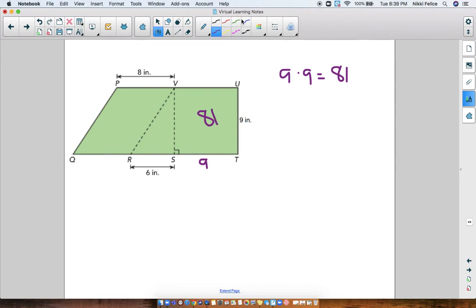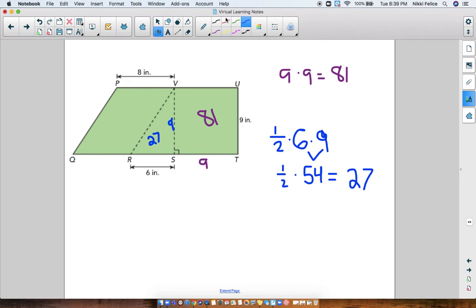Now the area of the triangle. So we're going to do 1/2 times base times height. The base I see right here is 6. And the height of the triangle is this line, which has to be 9 because it's opposite of this side. So 1/2 times 6 times 9. Well, 6 times 9 is 54. So what's 1/2 of 54? It is, let's say, 27. Okay, so that's the area of the triangle, 27.